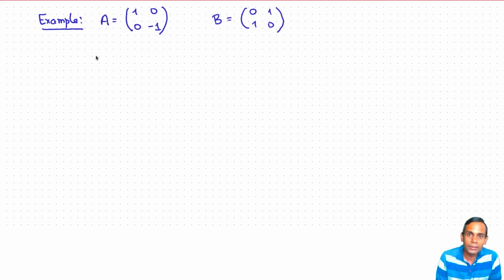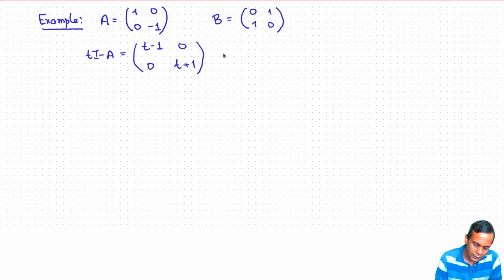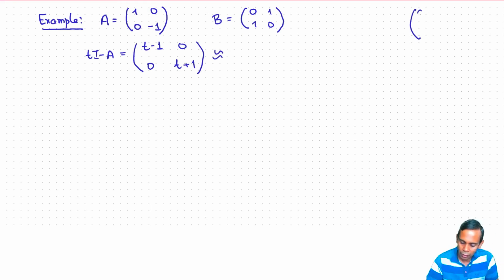work it out. So we have tI minus A, so what is that? tI minus A is t minus 1, 0, 0, t plus 1. And what's its Smith normal form? So remember, to compute the Smith normal form, the Smith normal form is something like this: d1, d2, dr, and then 0, 0, 0.